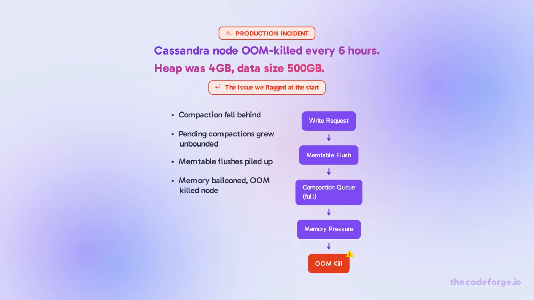This is the same issue we highlighted at the start. Here's exactly why that happened. Compaction was falling behind because a single-threaded compaction strategy couldn't keep up on a 32-core machine. Pending compactions grew, causing Memtable flushes to pile up. Each flush consumed memory for new SSTable writers, and the OS page cache ballooned, eventually OOM-killing the node.